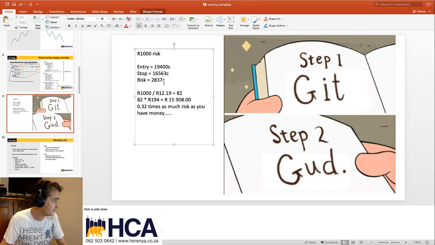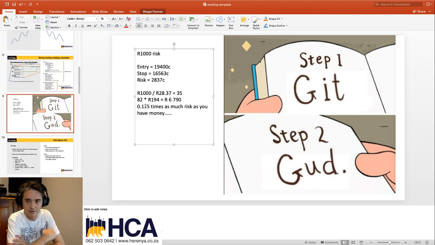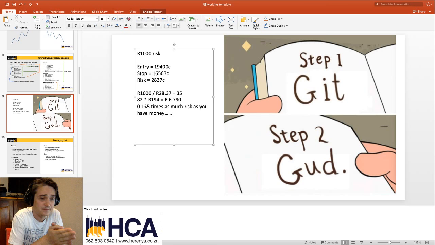So 28.37. 1,000 divided by 28.37 gives us 35 shares. 35 times 194 gives us only 6,790 Rand worth of shares, which divided by 50,000 is only 13.5% exposure of capital. Okay, that's a much safer trade. So it depends on how risky you want to play it, where you put your stop, whether it is at the first significant low or at the second significant low.